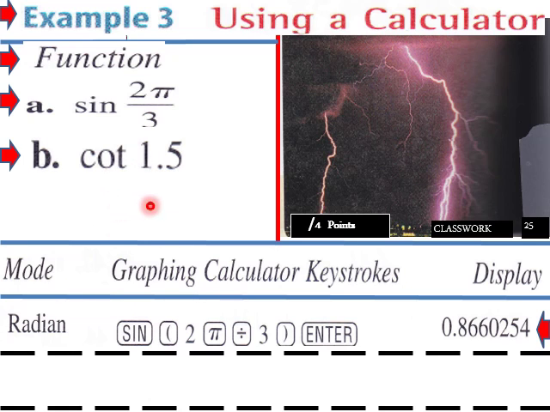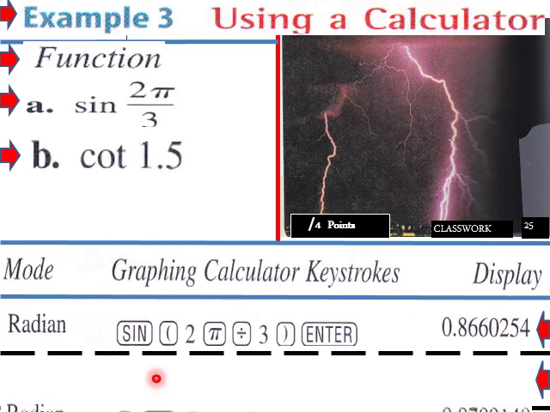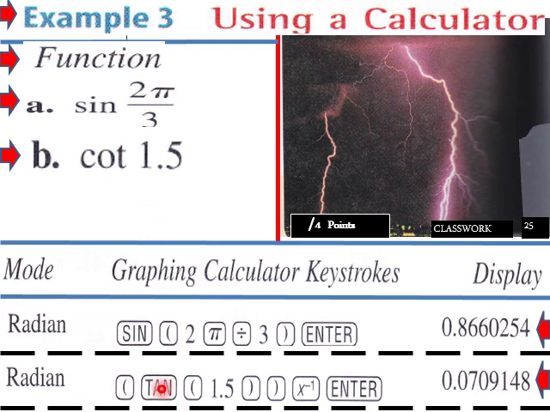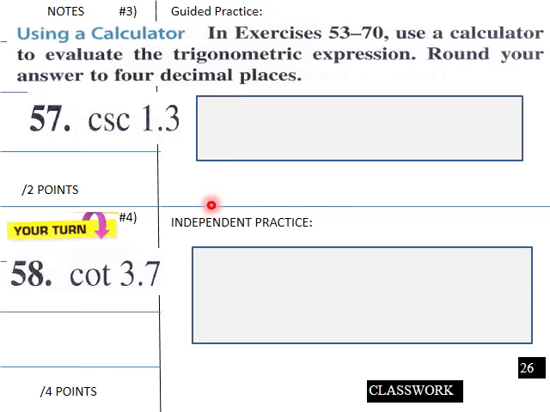And then for cotangent 1.5, again radian mode, you would open parentheses tan, and then 1.5, second open parentheses here, 1.5, close, close, x to the negative 1 power, and then you hit enter, and you should come up with this number here for taking the cotangent of 1.5.